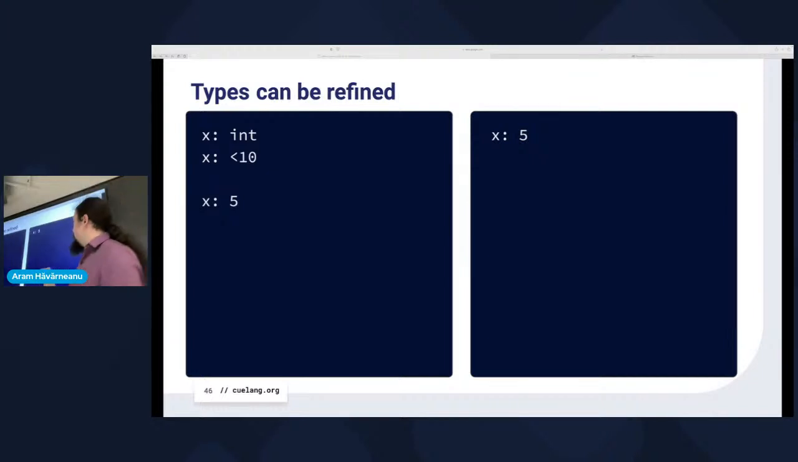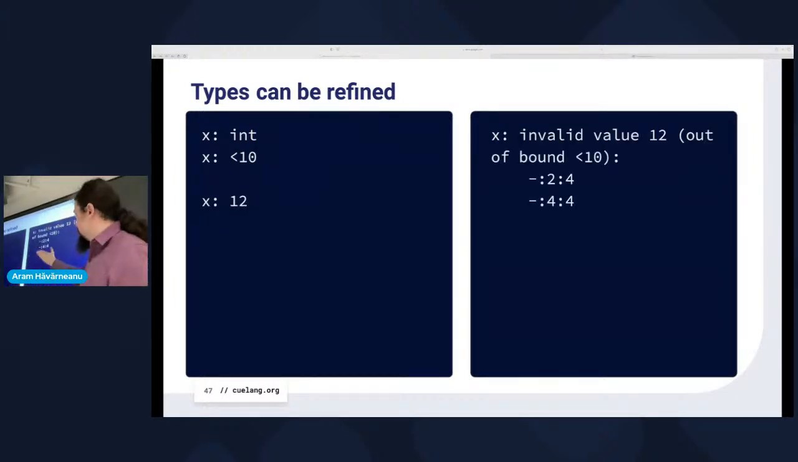Going further, we can be more precise about types. We don't necessarily have to say that X is an int. We can also say that X is less than 10. And then if you try to say that X is 5, that works fine because 5 is less than 10. But if you try to say that X is 12, again, Q will complain, which is again very useful. So we can refine types.